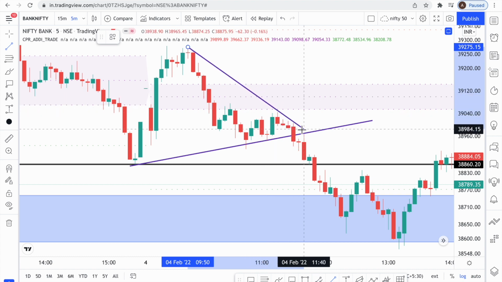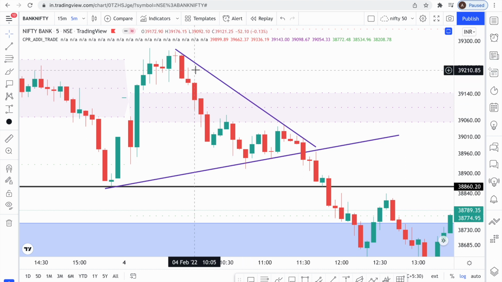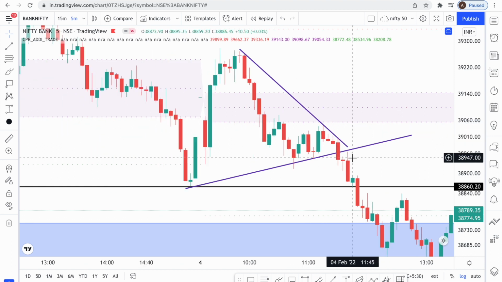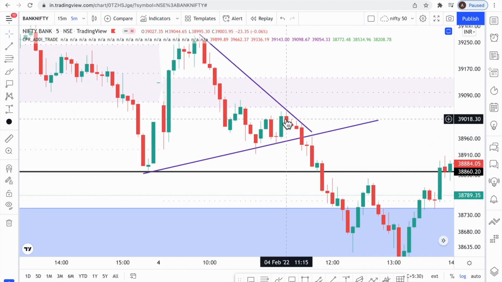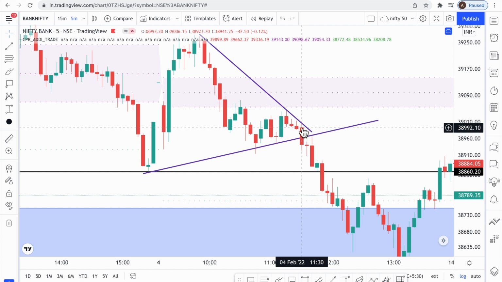See the beauty of the trend line, right? When you properly connect the trend line, see how many times we have taken resistance, how many 5-minute candles have taken resistance along this trend line. So I was having this view, the trend line on the upper side and the trend line on the bottom side. The moment this big candle came, this was the best entry.